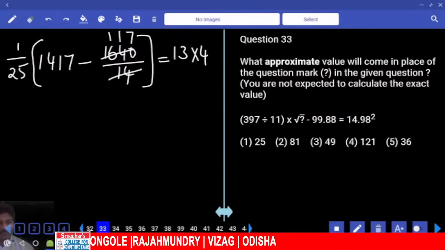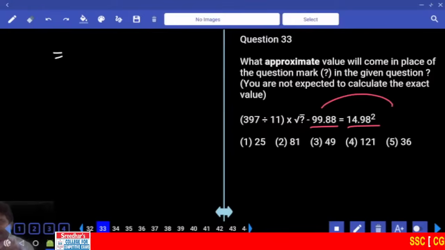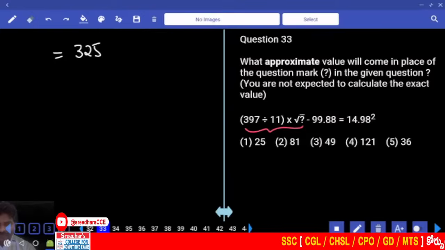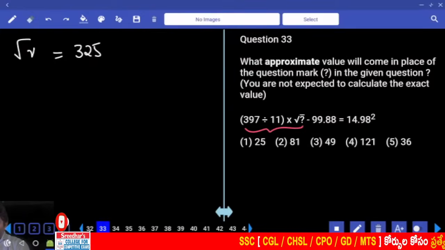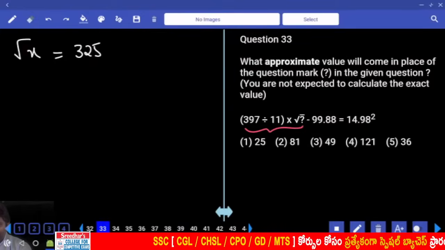Next. Take minus 100 to right hand side. Right hand side 15 square, 225. Minus 100 goes to the other side. 325. And that value is equal to this much. So root x is equal to 397 divided by 11 goes to the other side.